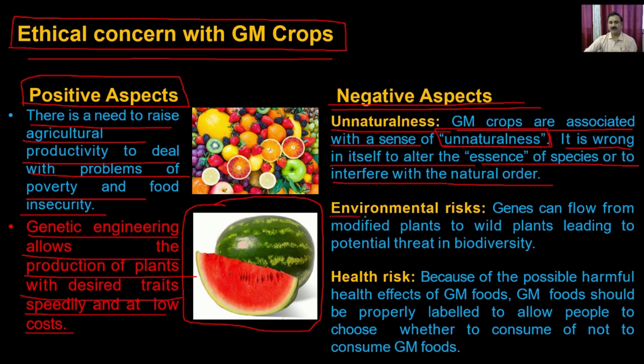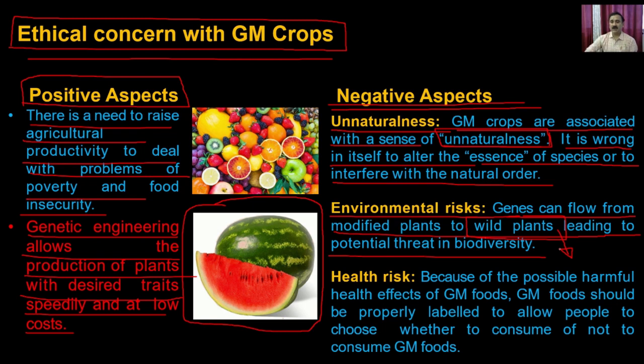And then you have the environmental risk. Genes can flow from the modified plant to the wild plant, leading to potential threats to biodiversity. You know that wild plants, although they are bad in terms of food production and many other traits, may be carrying some traits which are essential for many aspects. And at the end, since wild plants are well acclimatized to that particular environment, you require a wild plant to be there so that you can utilize those additional properties.